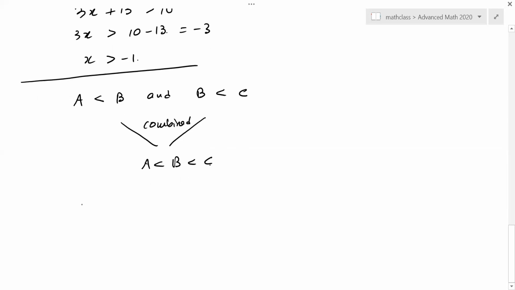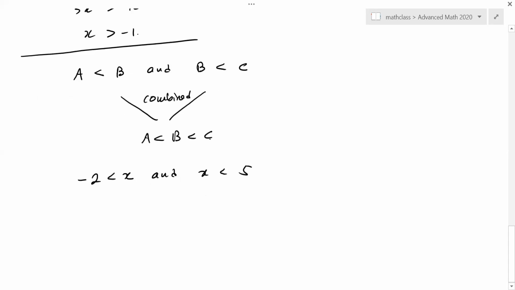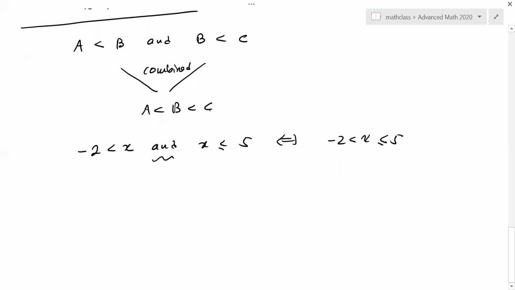For example, negative 2 less than x and x is less than 5. Then this is equivalent to the following notation: x is greater than negative 2, less than 5, or it can even be less than or equal to 5. Okay. Now, what does that mean? Those two inequalities mean that the variable x satisfies both inequalities. We use the word and. And means that both must be satisfied. Okay. So the notation will be like that.